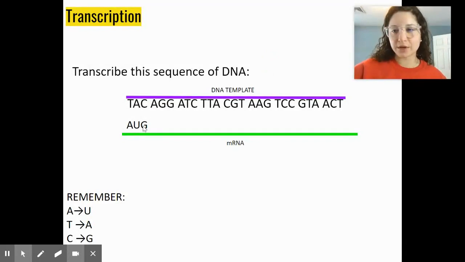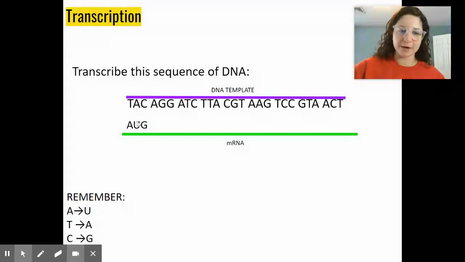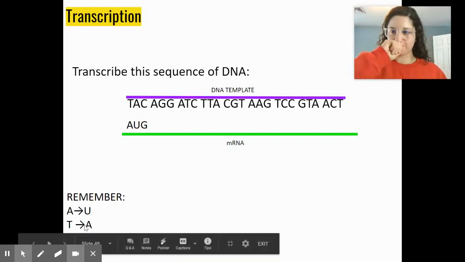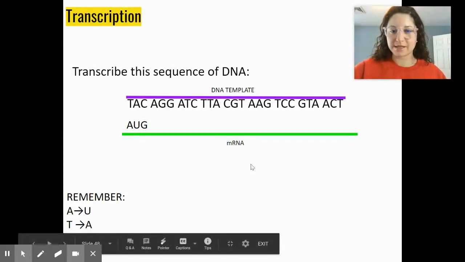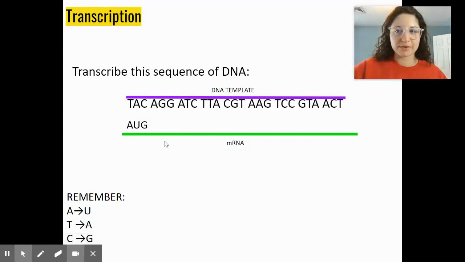So this is very similar to DNA replication. However, we have to keep in mind that instead of A pairing with T, A is pairing with U. And there is a little reminder down here for us. So A is going to pair with U, G is going to pair with C. So TCC pairs with AGG.